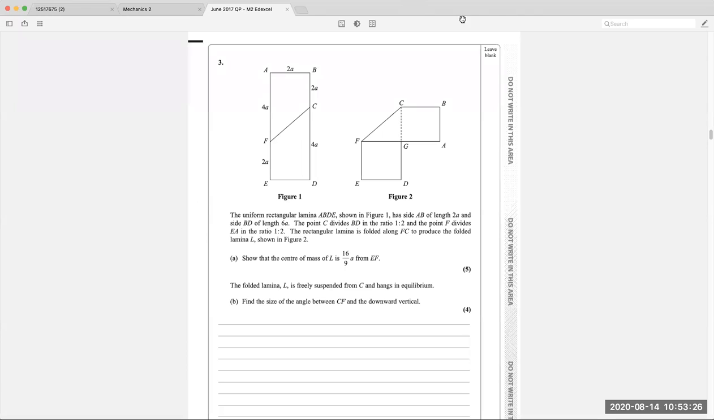I stop share. Oh, the annotation is all gone. But still fine. We still remember the answer, I think. So that and then, can you see my screen?